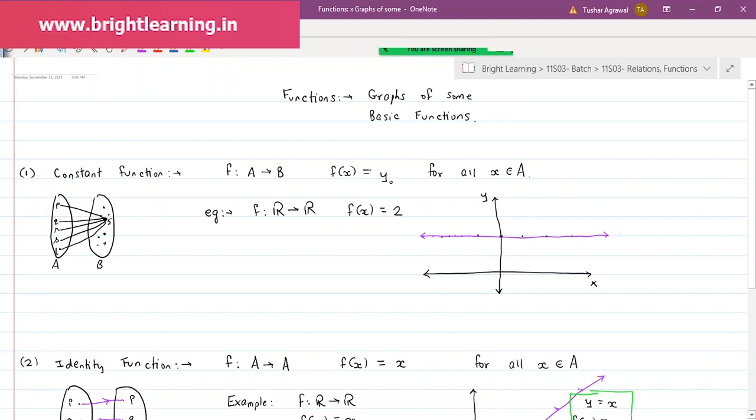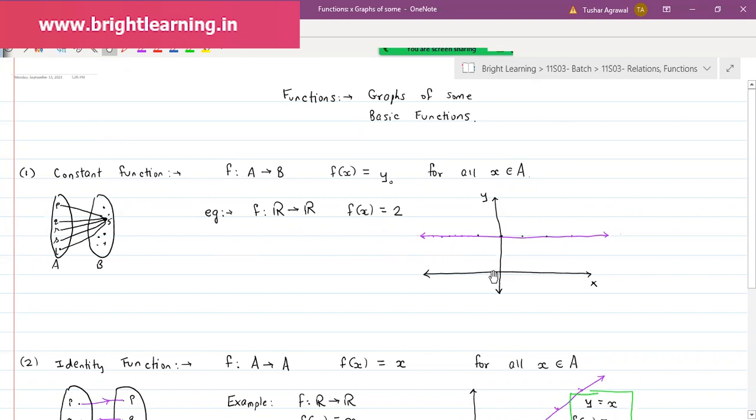How do you write it in the letter notation format? For all x belonging to A, where A is my domain set, the image f of x equal to y naught, and this y naught is fixed. I'm not changing it according to x. So in the example I gave you, from the set of real numbers to real numbers, consider f of x equal to 2.